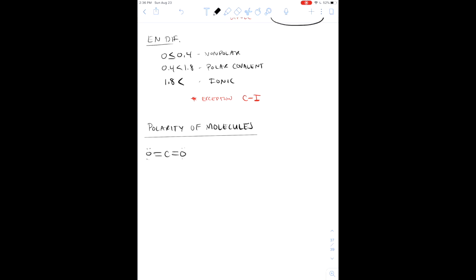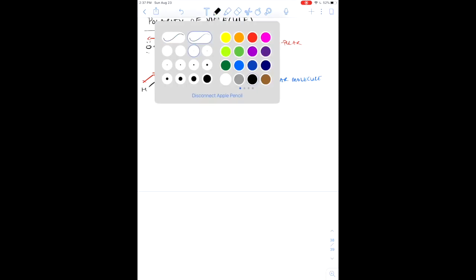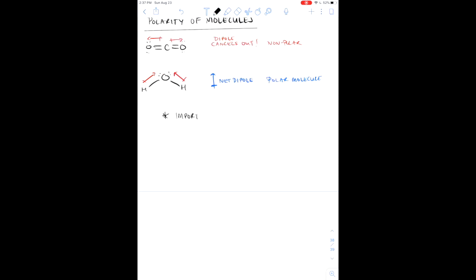So polarity of molecules. Let's take a look at carbon dioxide and water. Okay, so we've got a CO double bond in carbon dioxide on both sides, and since that is a polar bond, they oppose one another, or they go in opposite directions, and so that dipole cancels out. Okay, and that means that this particular molecule, even though it has polar bonds, is non-polar. Now, water, on the other hand, has a net dipole going upward, and that is a polar molecule because of the oxygen and hydrogen difference in electronegativity.